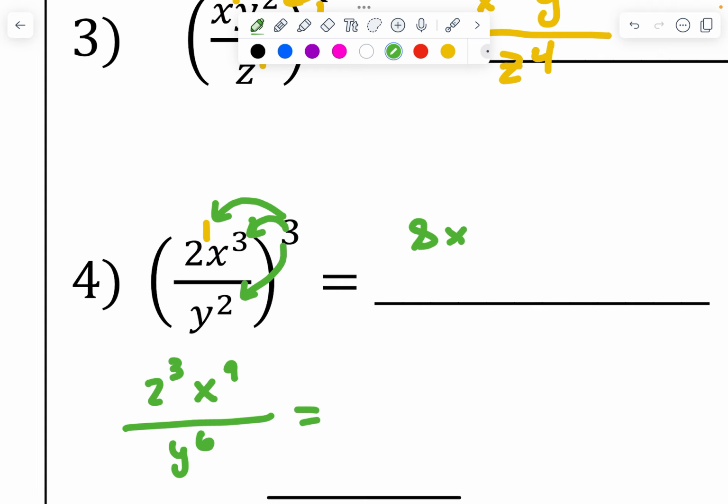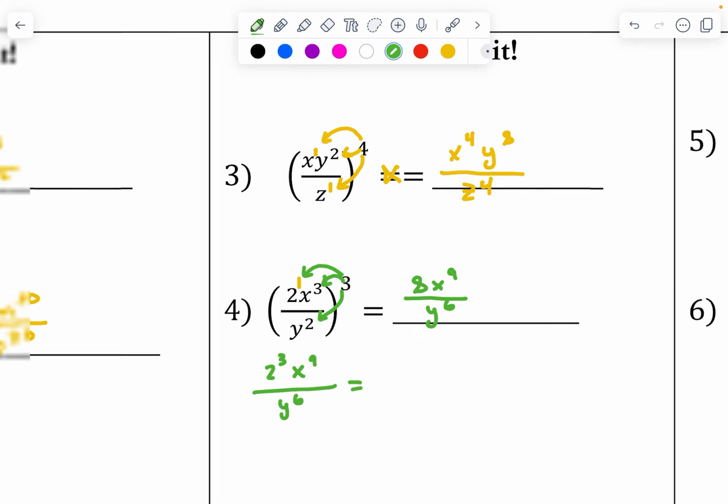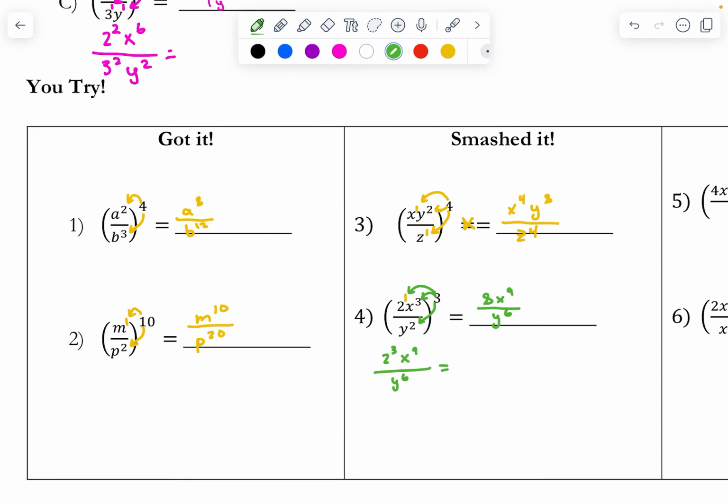And then because I can't simplify the x's or the y's, we're actually just done there. And we're done. So far, it's not been too bad.